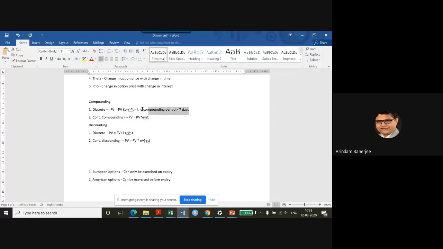And continuous is where the compounding period is less than 7 days. So in stock market, usually the price changes continuously. If I keep money in post office, the compounding period may be per month or per quarter. So there we apply the first formula, the discrete one. And in case of stock market, where the price is changing continuously, we use this continuous compounding formula.